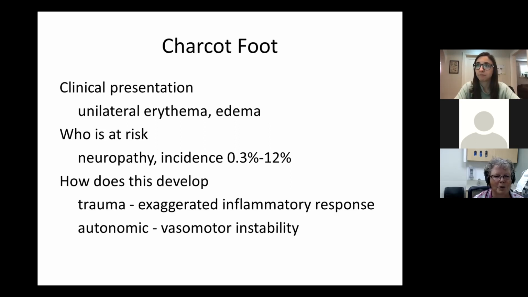So who's at risk? The literature says between 0.3 to 12% of diabetic patients with neuropathy are at risk of developing a Charcot foot. So the incidence, if we go with that higher number of 12%, there's going to be some people that we're thinking have cellulitis where they actually may have a neuroarthropathy. And then how does it develop? You get this exaggerated response to trauma.